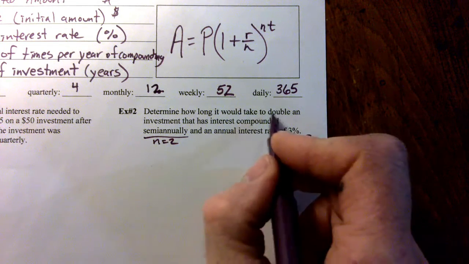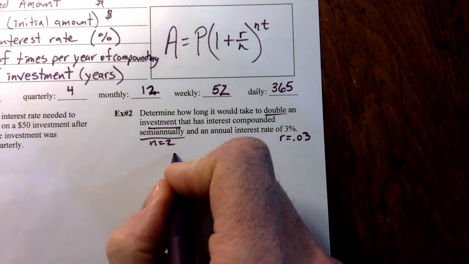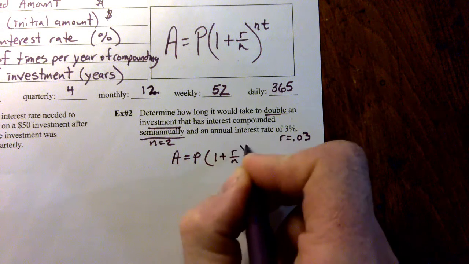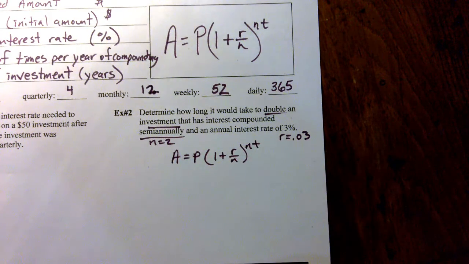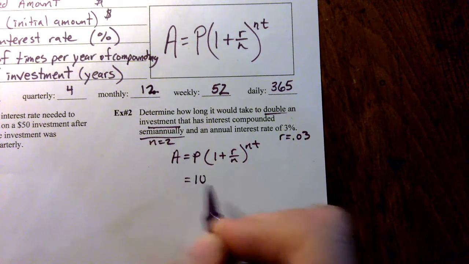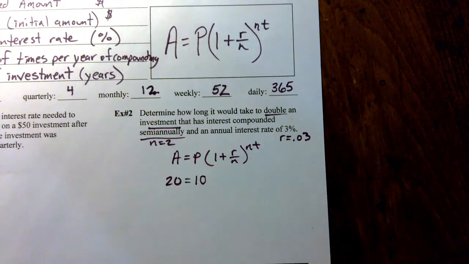But now they're saying how long to double an investment. You can pick any amount you want. For the sake of argument, let's say $10. You put $10 in, okay? So if we're going to use this formula, A equals P times (1 plus r over n) raised to the nt, watch how this works out. If I'm going to put in $10, that's the principal. I'm going to put in $10. Well, that means at the end of it, if I double it, I'll get out $20, right?